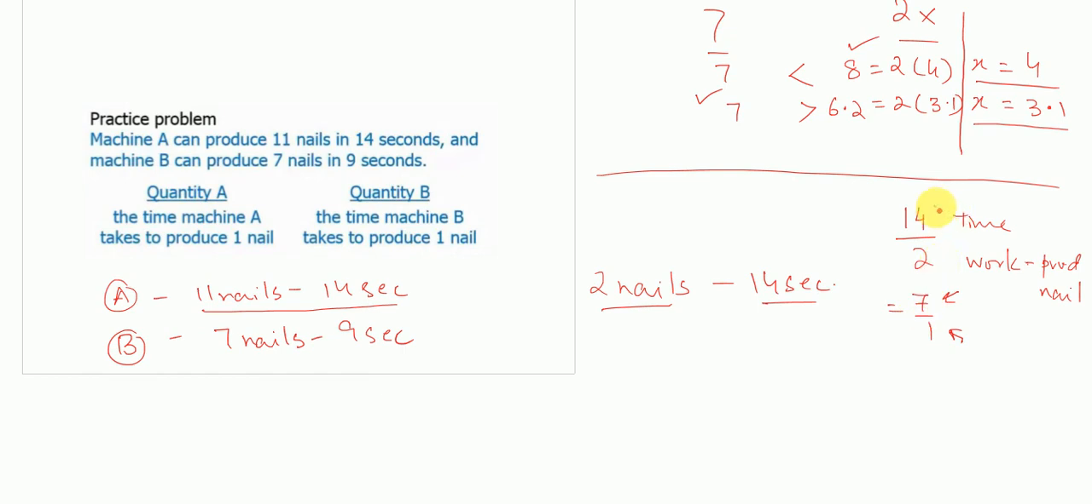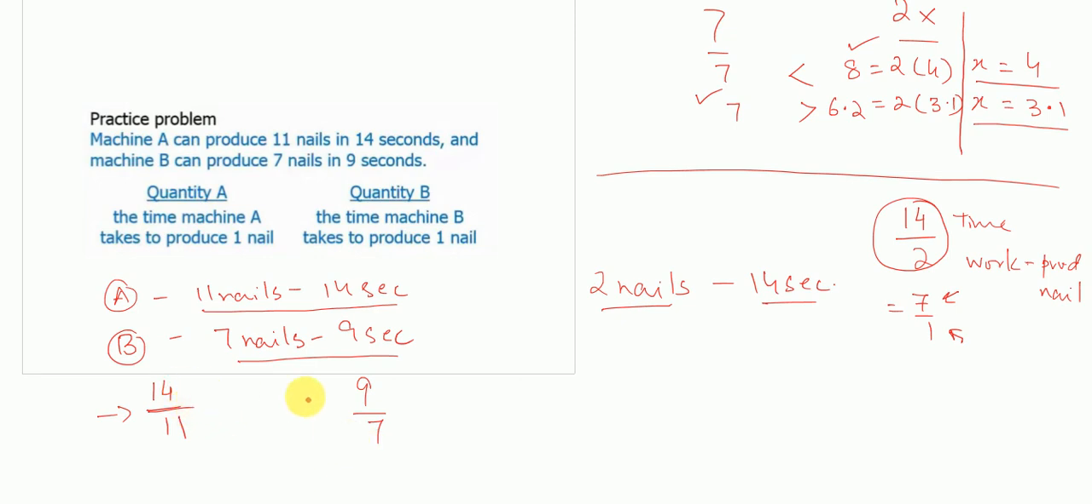So that means that you have to divide time by work. So here you have to divide 14, which is the time, by 11, and that's the time machine A takes to produce 1 nail. Remember, since nails are in the denominator, whatever number you get after dividing 14 by 11 is the time that machine A takes to produce 1 nail. Similarly, for B, you have 7 nails in 9 seconds. So you have to divide 9 by 7.